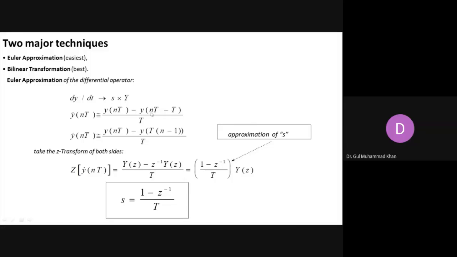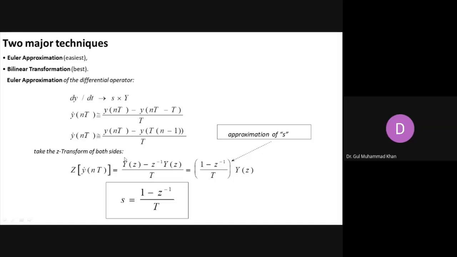So this is actually, if you take T common, (n minus 1) divided by T, which is the difference between two instances, which is equivalent to the derivative. Now, let's see what's going to happen if we take the Z transform of both sides. So this is just a rearrangement of the same expression.